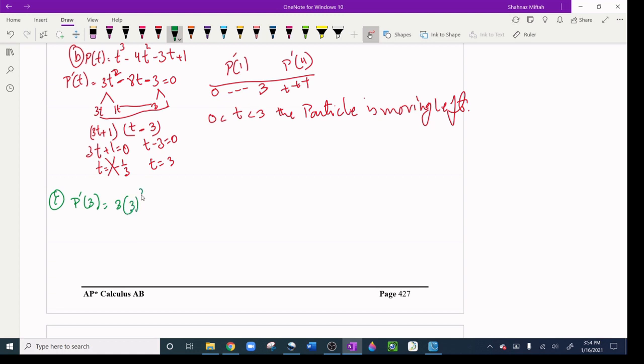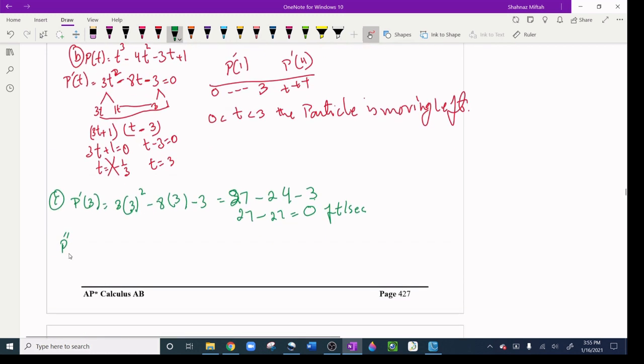So 3 times 3 squared minus 8 times 3 minus 3. 3 times 3 is 9, 3 times 9 is 27. 24 minus 3, or rather 27 minus 24, 25, 26, 27. So it's going to be 0. The units are feet per second. That's p prime 3.